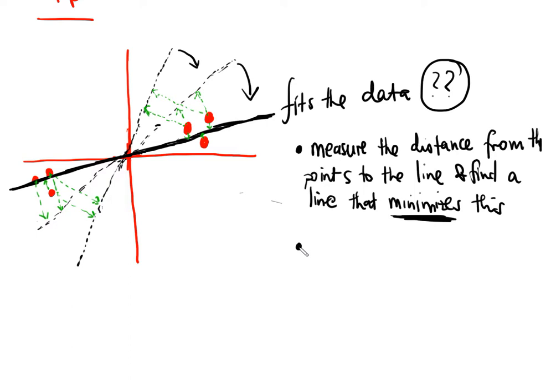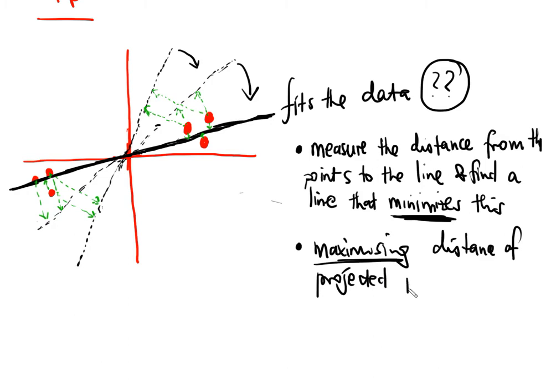Or a second method is by maximizing distances of projected points from the origin. This is not very intuitive. Maximizing the distance of projected points from the origin. Why the origin, right? That could be a question.